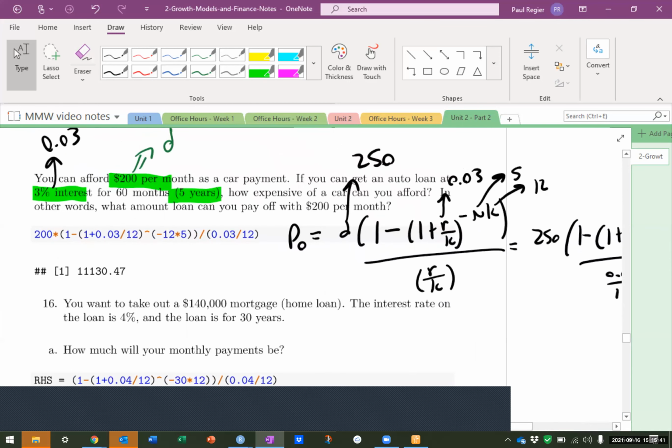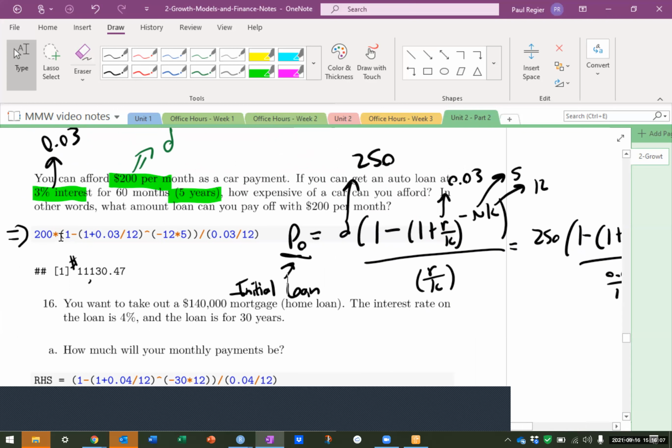And here is that calculation done for us. This says you can afford an $11,000 loan. All that does is find the initial value of the loan, like how much you pay initially, and it's that $11,000.